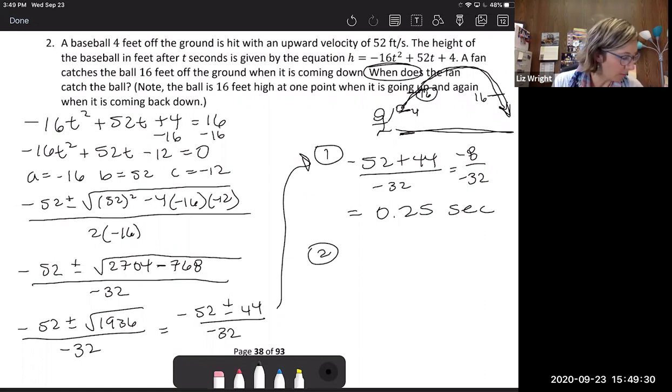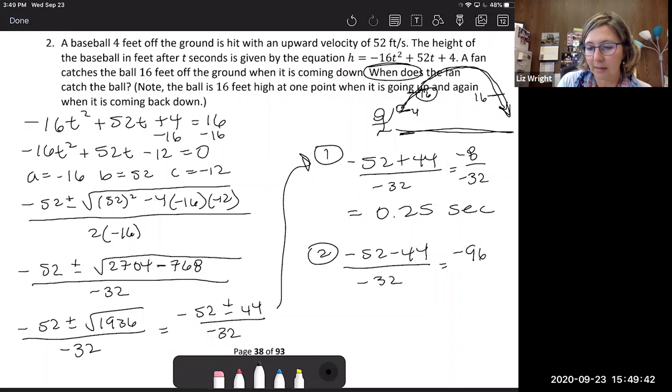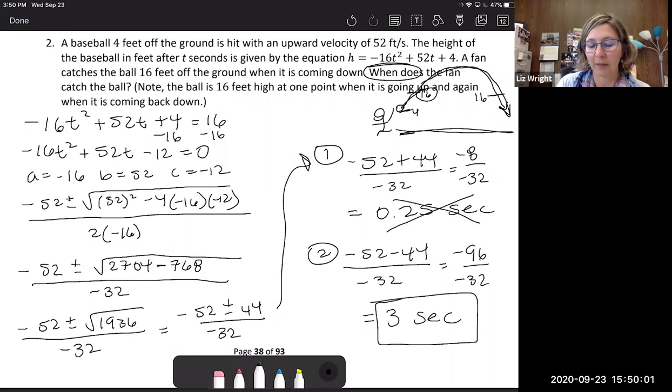All right, let's check the next one. So our next one is going to be negative 52 minus 44 all over negative 32. And so we've got negative 96 all over negative 32. And then you can ask yourself, how many times is that going to go into 96 evenly? And I hope you say 3. So it's going to be 3 seconds. So which one of these are we throwing out and which one are we keeping? Can't be that one. It makes far more sense that it's going to be 3 seconds. And so that's the answer to that one.